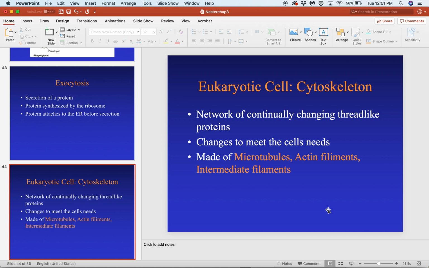Eukaryotic cells also have a cytoskeleton. Prokaryotes don't. The cytoskeleton is a network of thread-like proteins that can disassemble itself and reassemble into a different form in order to meet the cell's needs. When would the cell have a need for a slightly different shape? During mitosis is a big example of that. All that stuff where the mitotic spindle forms, those microtubules of the spindle are part of the cellular cytoskeleton.